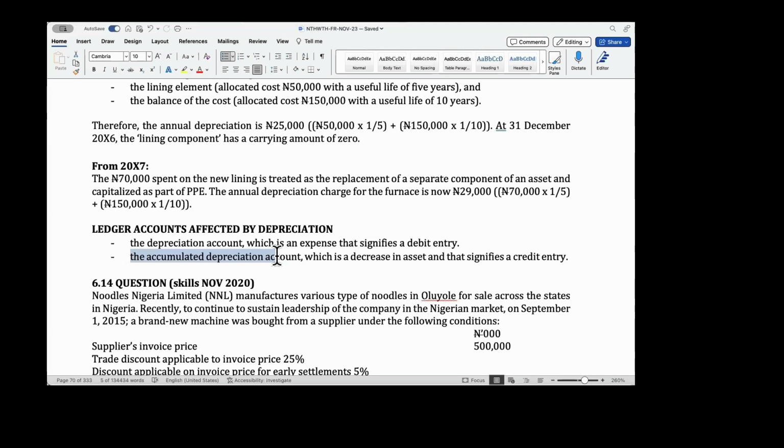Those 3 elements in that model, they are separate accounts. So there's cost. Cost is what you find in your asset account. Your asset account will be at cost. Please don't forget this I've said. Asset account is always at cost, year in, year out. It doesn't change.